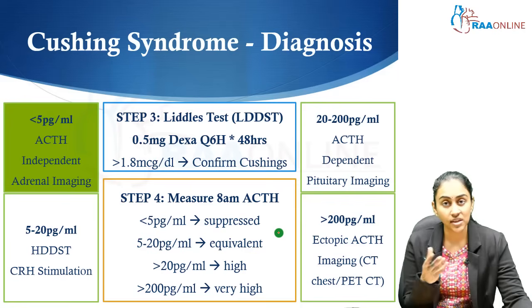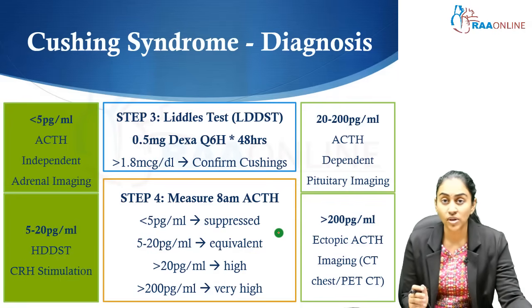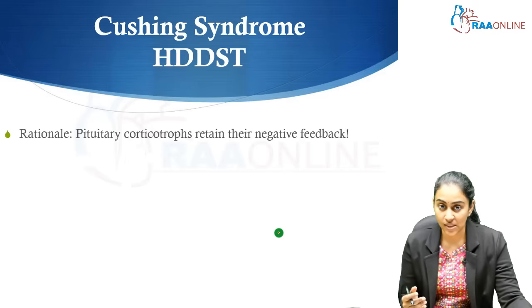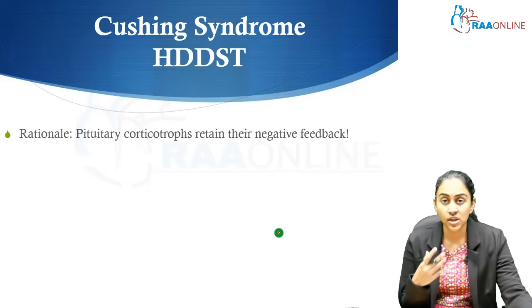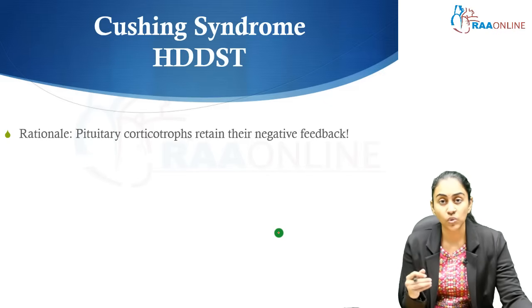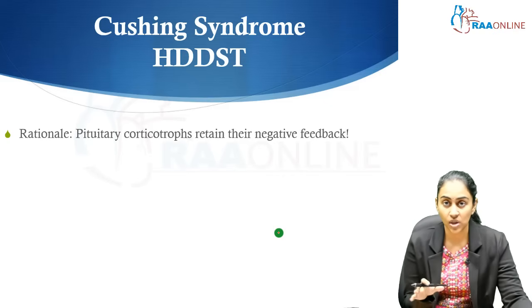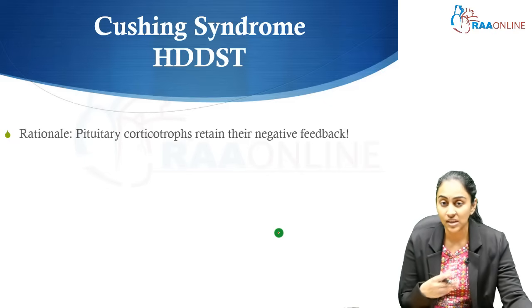Now what happens when the ACTH is not suppressed? When the ACTH level is above 5 picogram per ml, two tests come in handy in helping us understand whether the problem is in the pituitary or likely to be ectopic ACTH secretion. First is the high dose dexamethasone suppression test. The rationale is that although there is ACTH excess, if the source is the pituitary, these corticotrope adenomas still retain their responsiveness to the negative feedback mechanism, whereas the same cannot be said of ectopic ACTH secretion. Therefore, when you give dexamethasone and there is an adequate suppression, that means it is probably the pituitary, because it is the pituitary corticotropes that have retained their negative feedback.